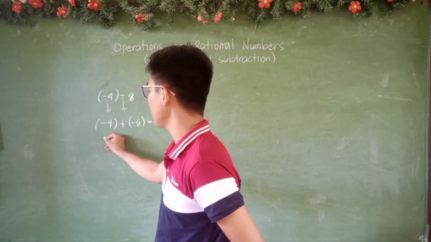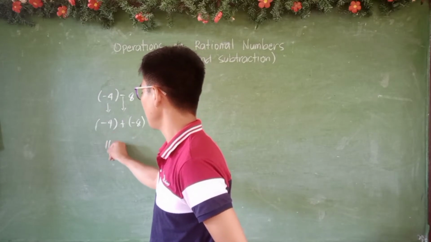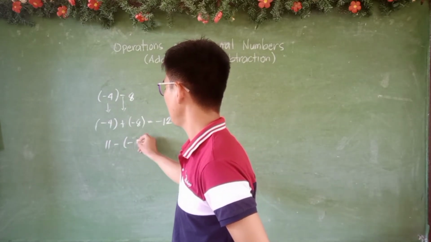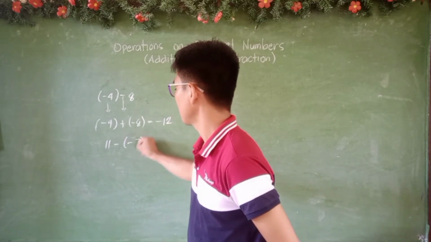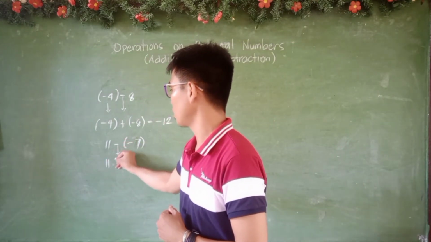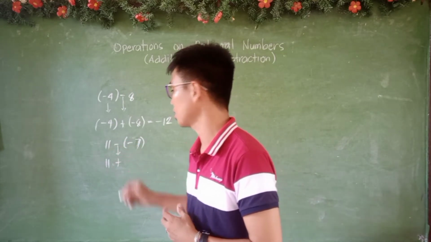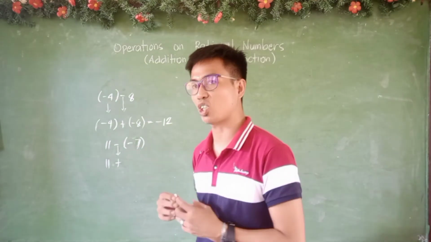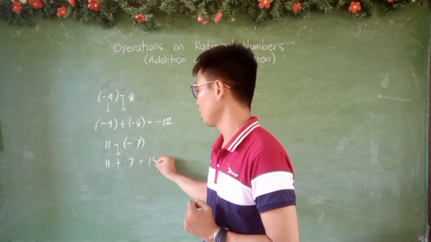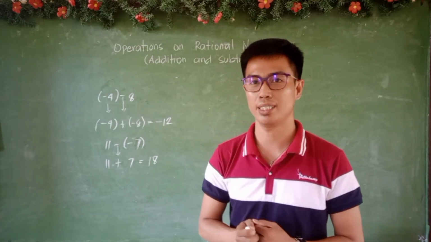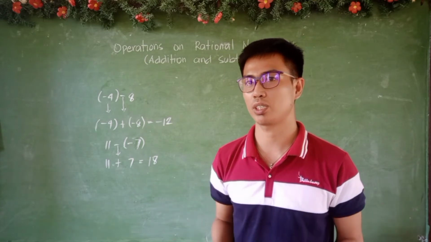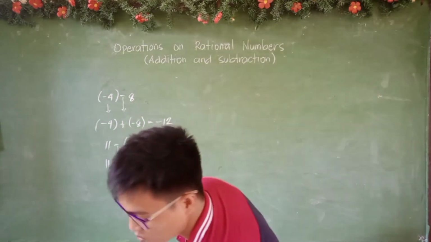And for the last, let's say another example. So we have 11 minus negative 7. Same process. You need to copy the minuend. So that is 11. Then change subtraction into addition. So that will be plus. And then change the sign of the subtrahend. So negative 7 will become positive 7. So that will be 11 plus 7. So that is 18. That is how you subtract integers. So yung rule natin sa addition and subtraction is gagamitin din natin dito sa operation on rational numbers, which is addition and subtraction.